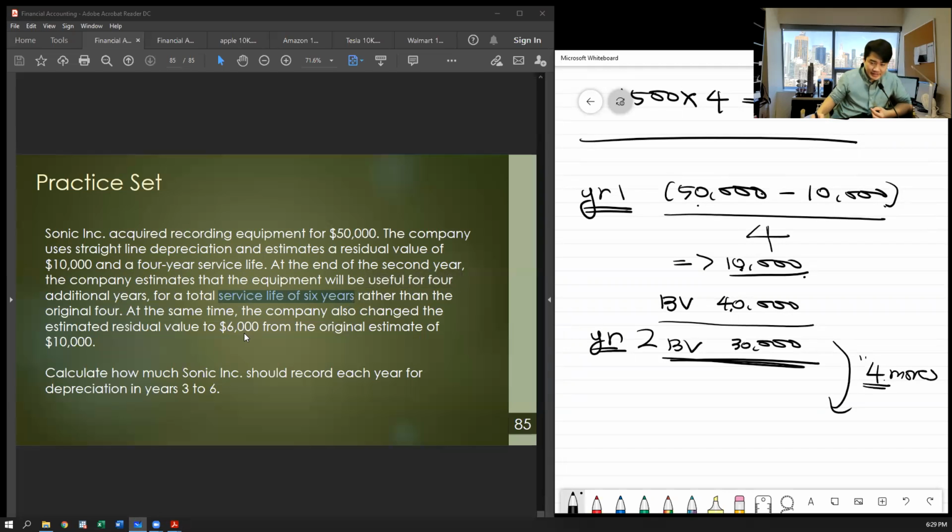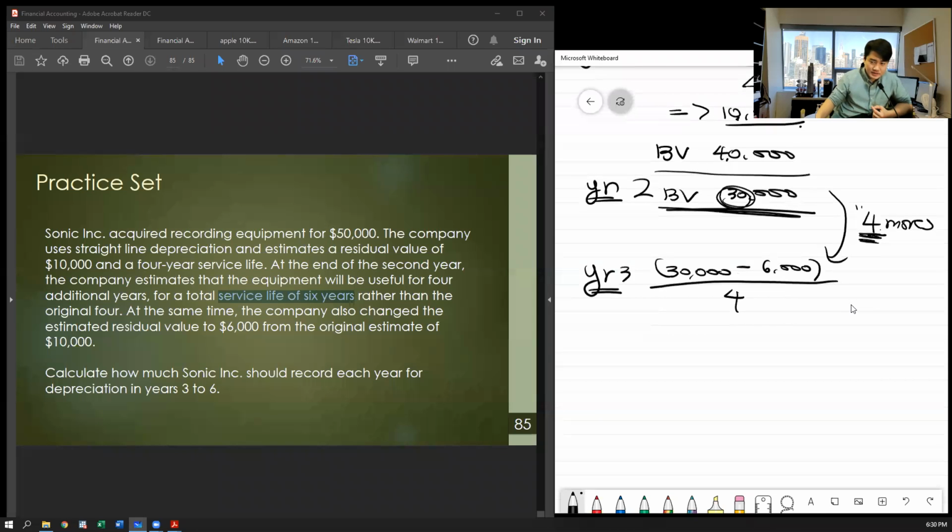So for year 3, what's going to happen is that your book value, or the original cost of that asset, is 30,000 and your new residual value is 6,000. Okay? And you expect to use this asset for 4 years here. So you're going to divide that by 4.